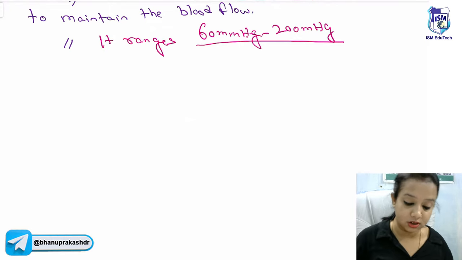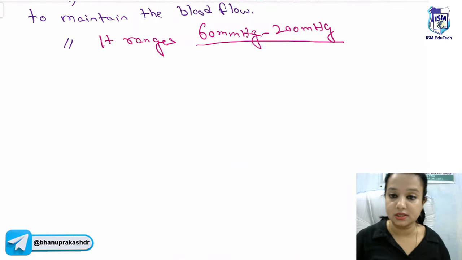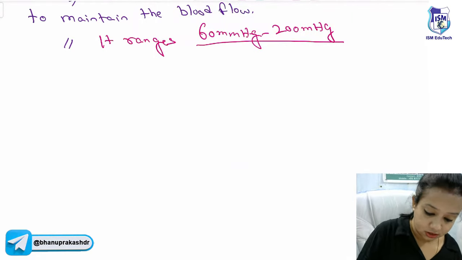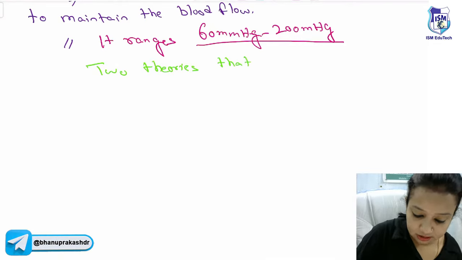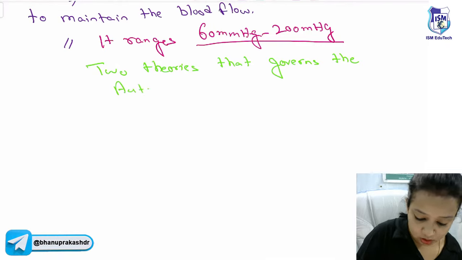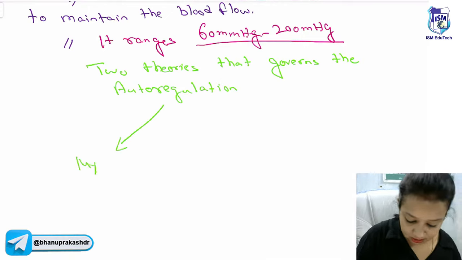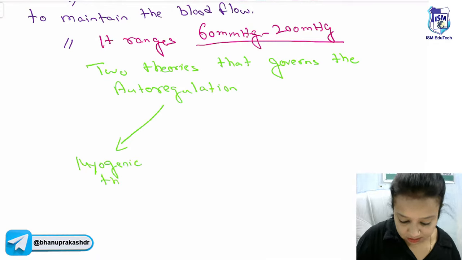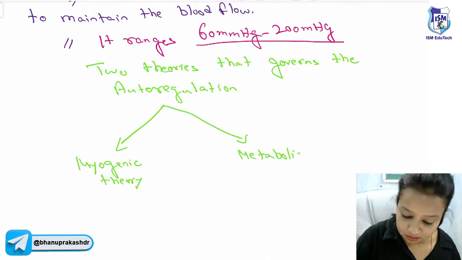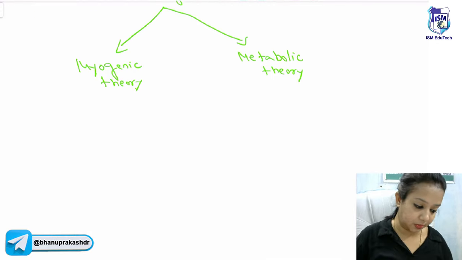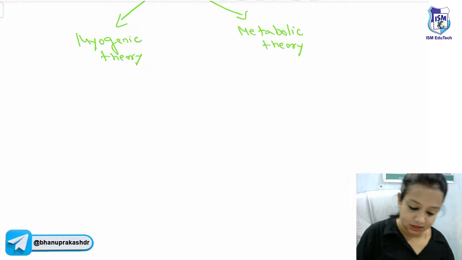Now, for this autoregulation to happen, there are two theories that govern the autoregulation. One is the myogenic theory. Another is the metabolic theory.